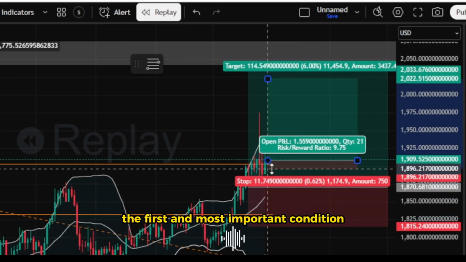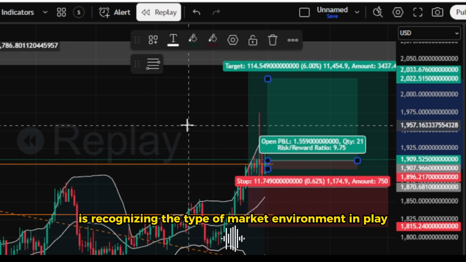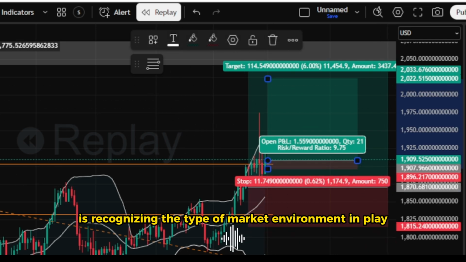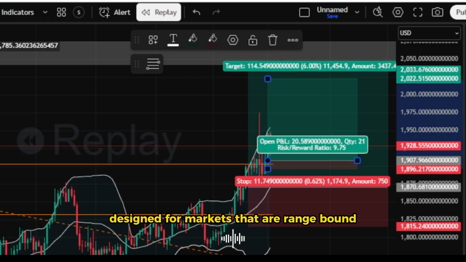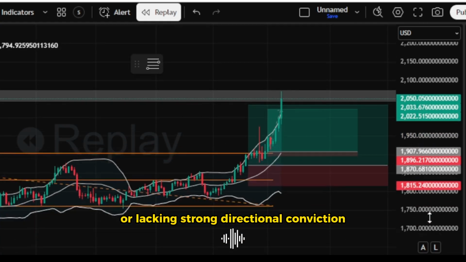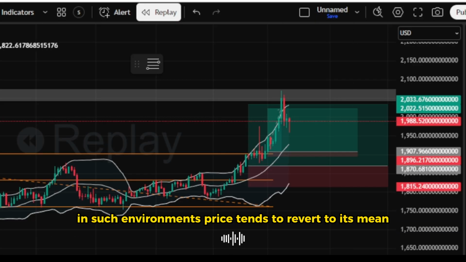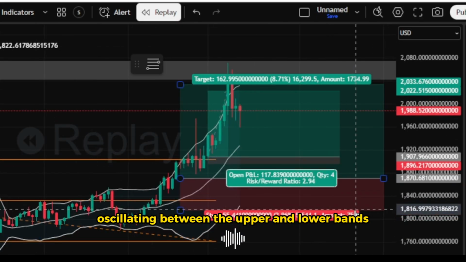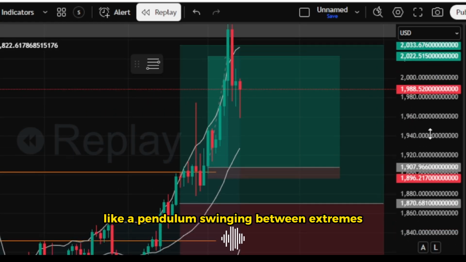The first and most important condition for applying this strategy is recognizing the type of market environment in play. This method is fundamentally designed for markets that are range-bound or lacking strong directional conviction. In such environments, price tends to revert to its mean, oscillating between the upper and lower bands like a pendulum swinging between extremes.